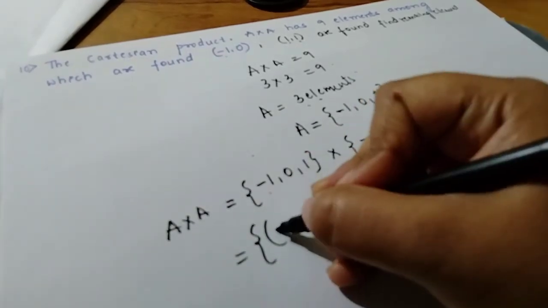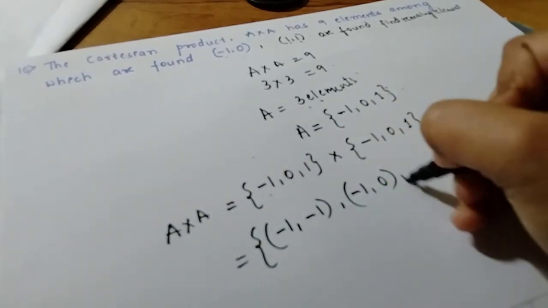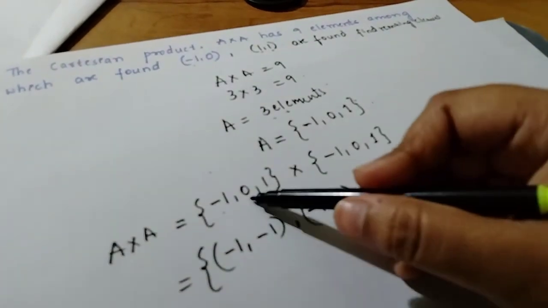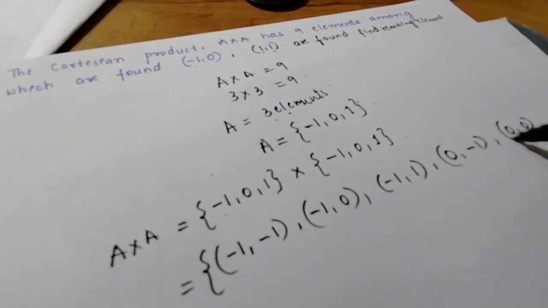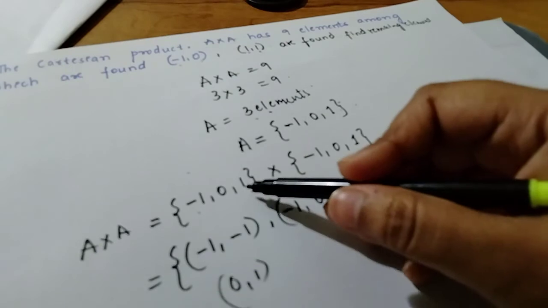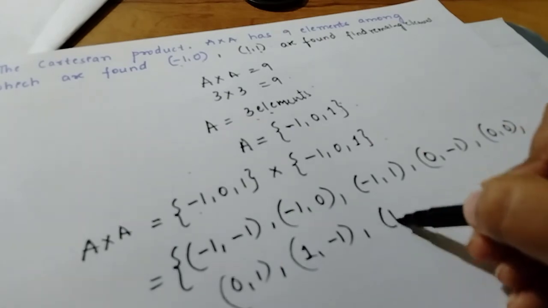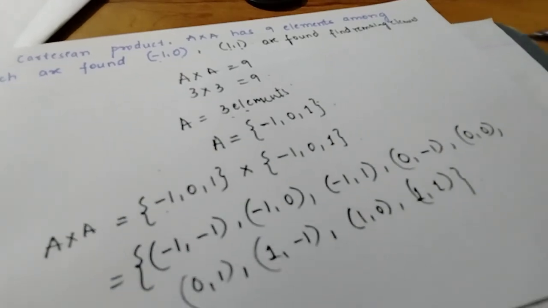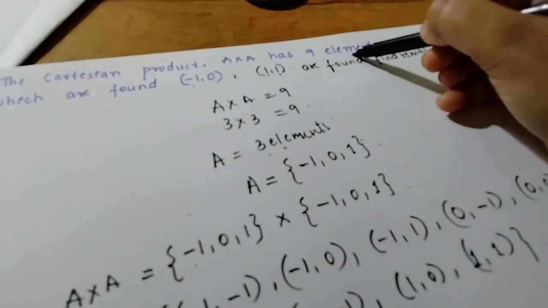Minus 1 with minus 1. Minus 1 with 0. Minus 1 with plus 1. Next, take the element 0. 0 with minus 1, 0 with 0, 0 with plus 1. Okay, next 1 with minus 1, 1 with 0 and 1 with 1. So totally how many are there? 1, 2, 3, 4, 5, 6, 7, 8, 9. So you have got 9 elements.